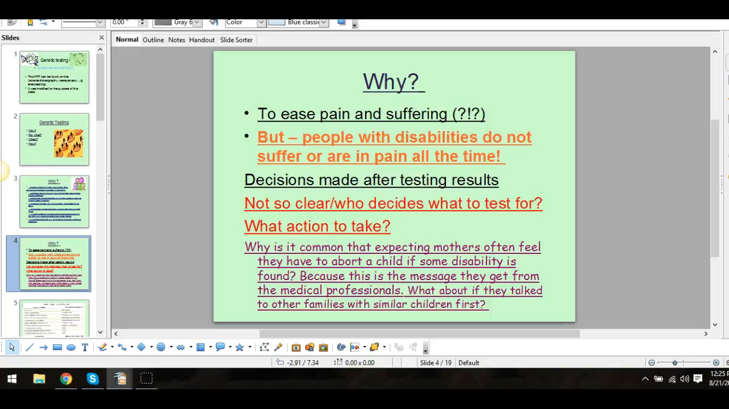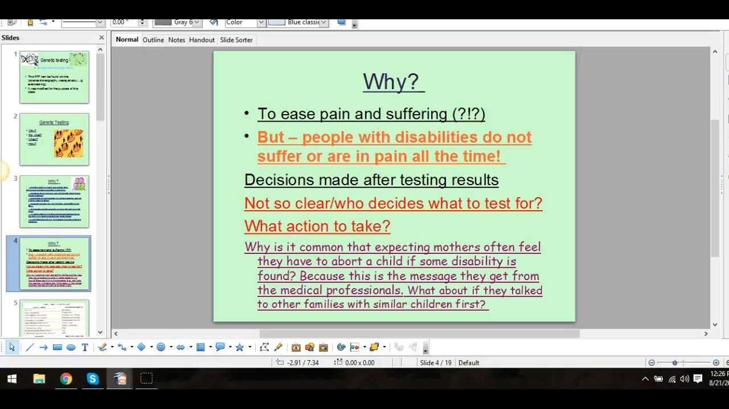Why do we do genetic testing? We use it to ease pain and suffering. I put a bunch of question marks behind that because, as we talked in the class about language, we should not talk about suffering when we talk about disabilities. People with disabilities do not suffer, and not all of them suffer or are in pain all the time.